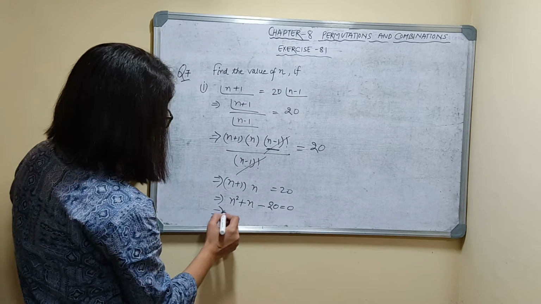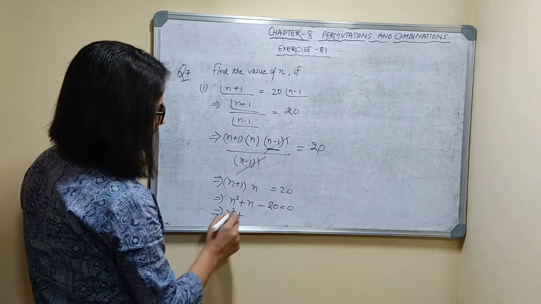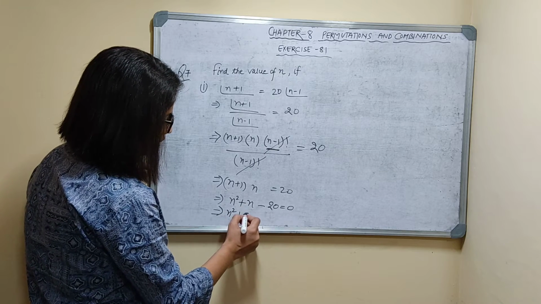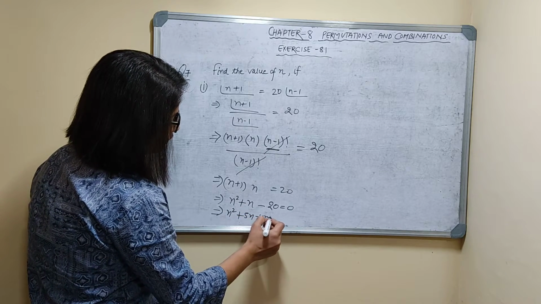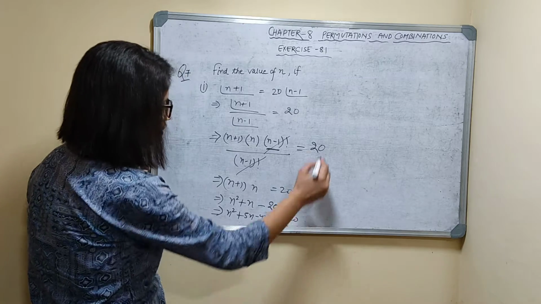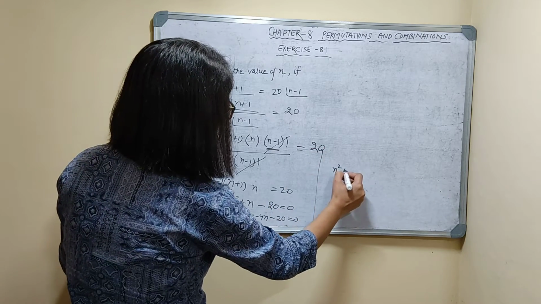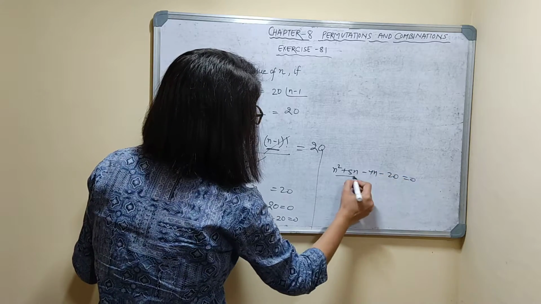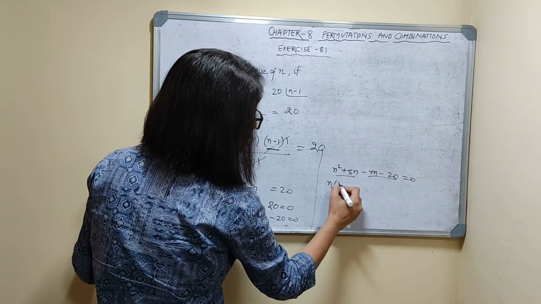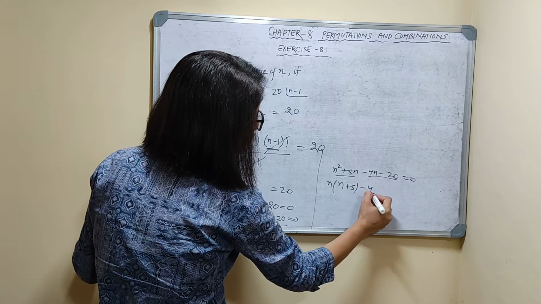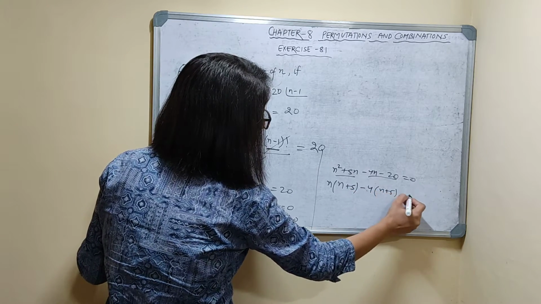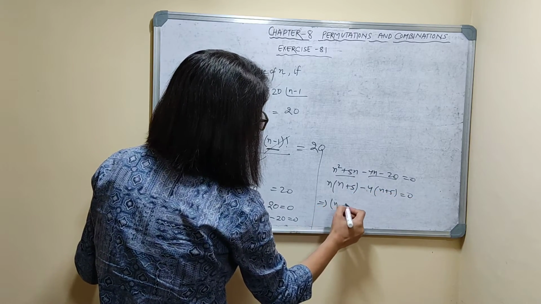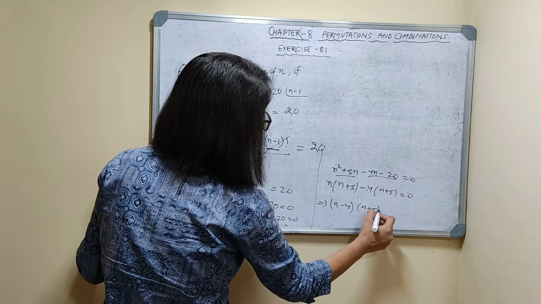So I can split it: n square plus 5n minus 4n minus 20 is equal to 0. n is common here, and this 4 is common here. So n plus 5 is common. (n-4) and (n+5) is equal to 0.